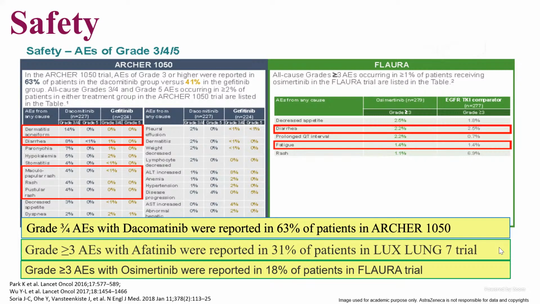All-cause grade 3 or higher adverse events occurring in more than 1% of the patients receiving osimertinib in the FLAURA trial are listed here. There is a decrease in appetite, diarrhea was slightly or almost equivalent, prolonged QT interval was slightly higher, fatigue the same, rashes the same. Rashes were even less as compared to the other first generation TKI.